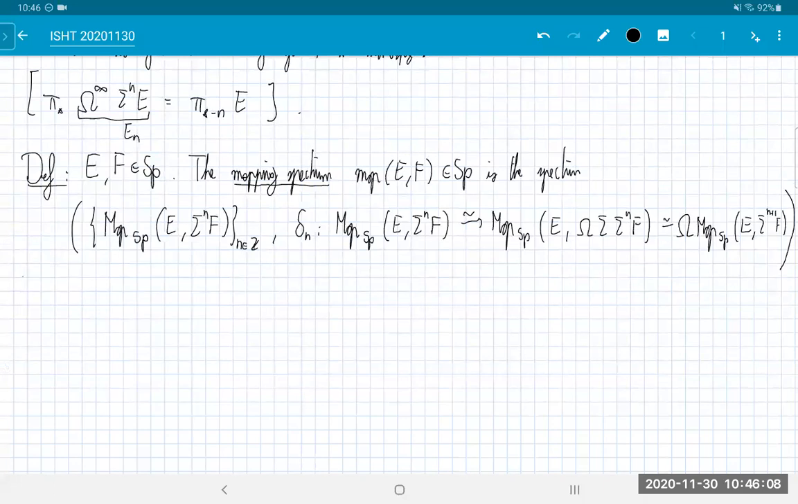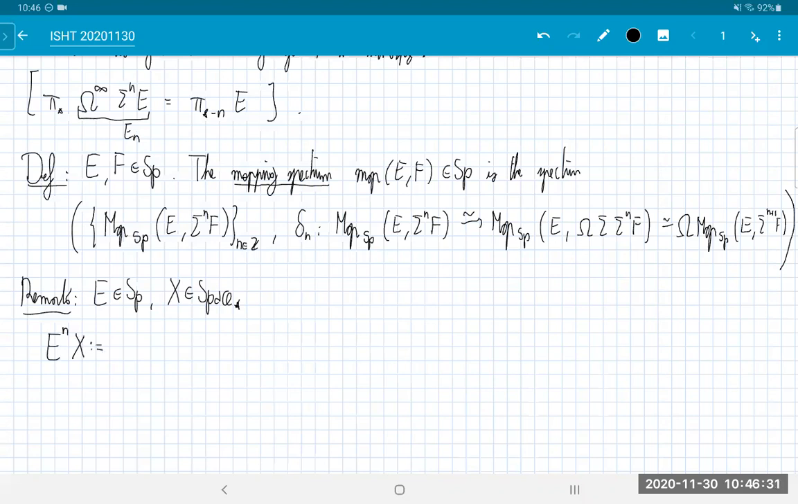And let's see a remark. So let E be a spectrum and X be a pointed space. Remember that we had a notion of a cohomology theory associated with the spectrum, which was E^n of X, defined as homotopy classes of maps of pointed spaces from X to E_n. These brackets, I mean, homotopy classes of pointed spaces. And this is just, by definition, pi zero of maps in pointed spaces from X to E_n.